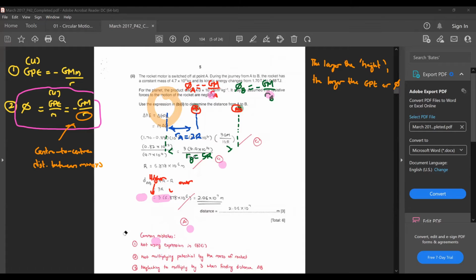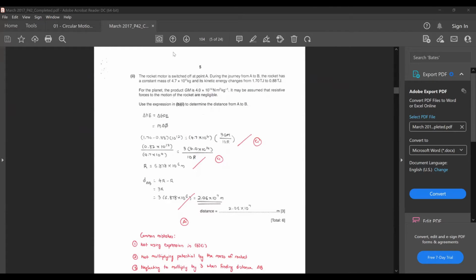This is where the bulk of your calculation marks come from. They are telling you right now that the rocket motor is switched off at point A. During the journey from A to B, the rocket has a constant mass of 4.7 times 10 power 4 kg, and its kinetic energy changes from 1.7 terajoules to 0.88 terajoules. For the planet, product GM is 4 times 10 power 14. It may be assumed that resistive forces to the motion of the rocket are negligible, and then use your expression in B1, what you've just done, to determine distance from A to B.